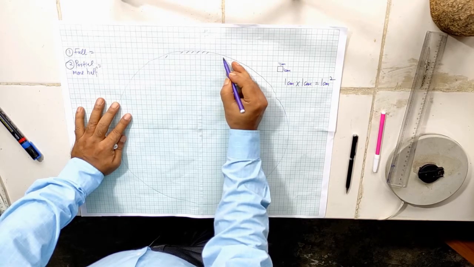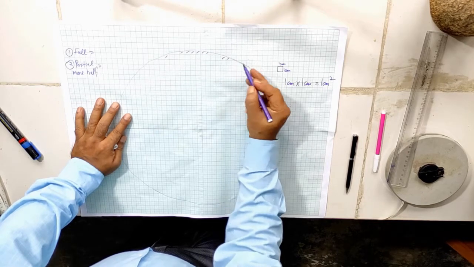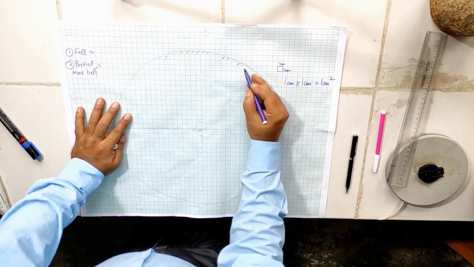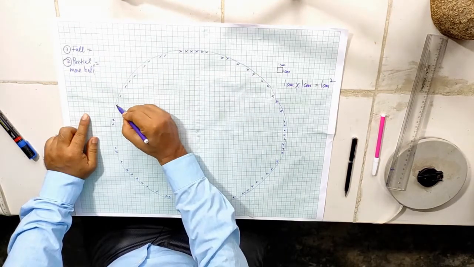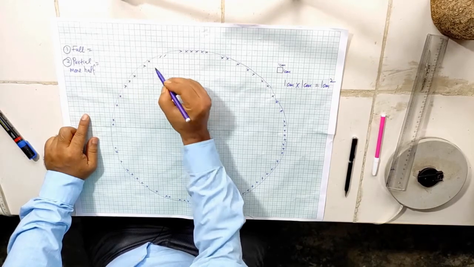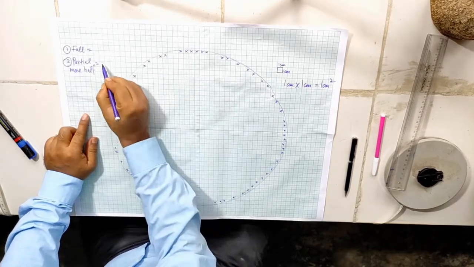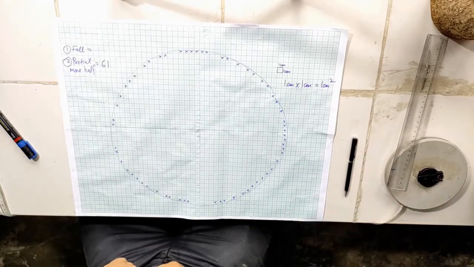These are all borders, first we'll do it. Counting of borders which are more than half. 51, 52, 53, 54, 55, 56, 57, 58, 59, 60, 61. So 61 is partial. Then we'll count for the full.